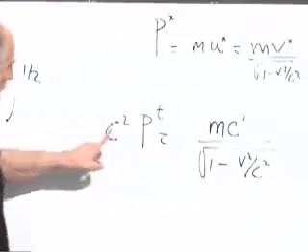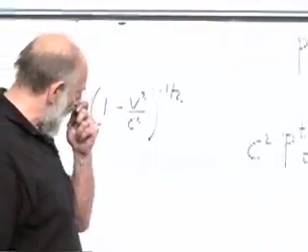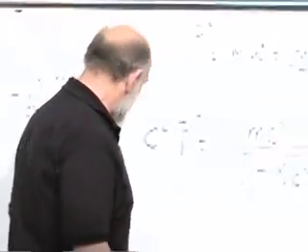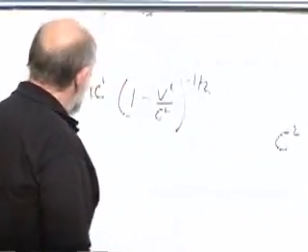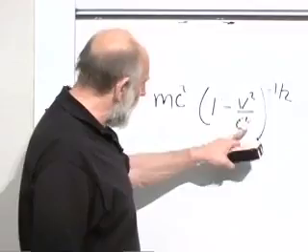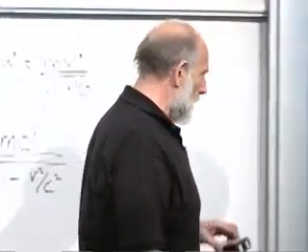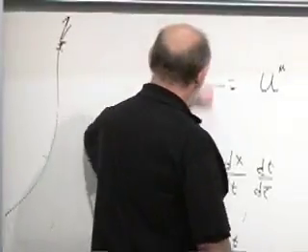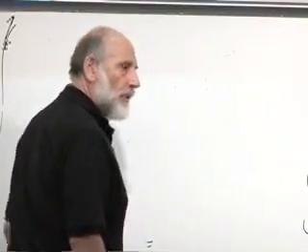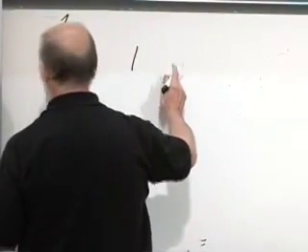Because it's in the denominator, it's to a negative power, and because it's a square root, it's the power 1/2. Okay. Now, I want to work this out for small velocities, for velocities very much smaller than the speed of light. To do that, we use the binomial theorem.